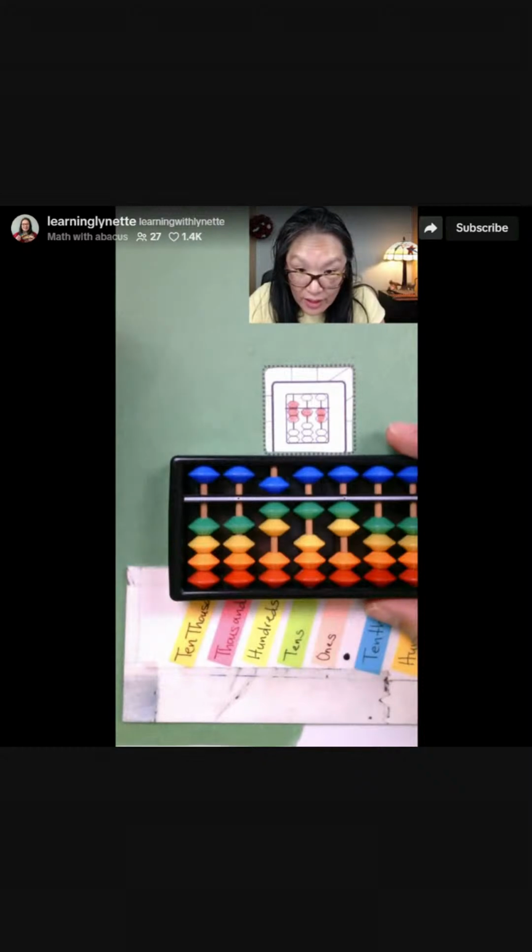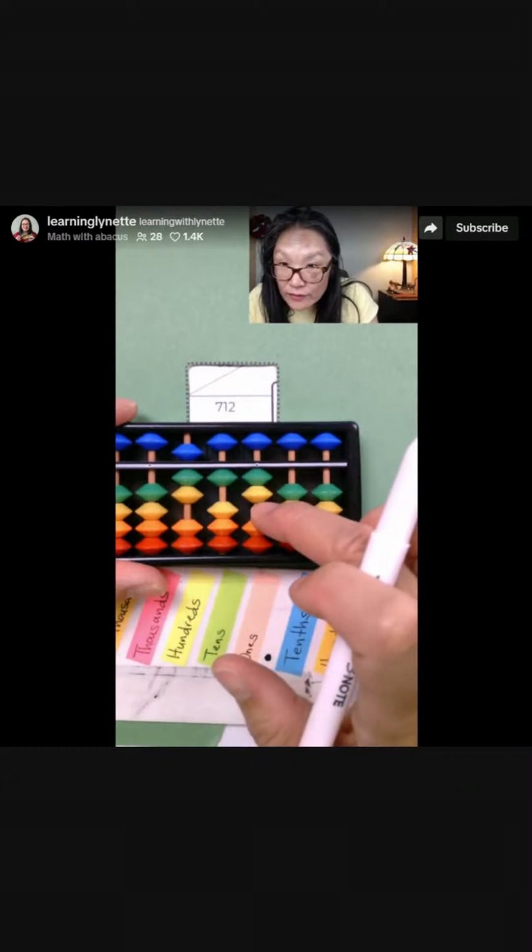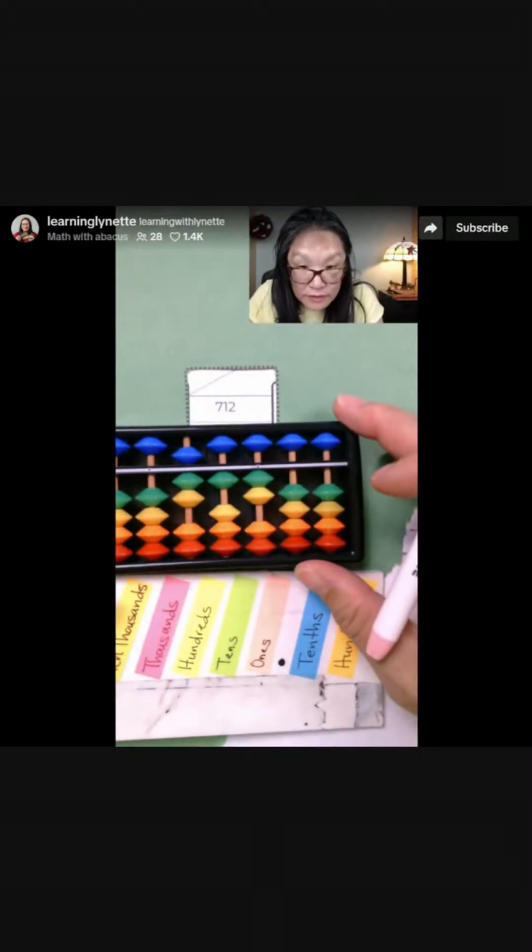7, 5, 6, 7. We have 1, and then we have 2. 1, 2. Thank you, Poke Fan. Yes, it is an abacus.